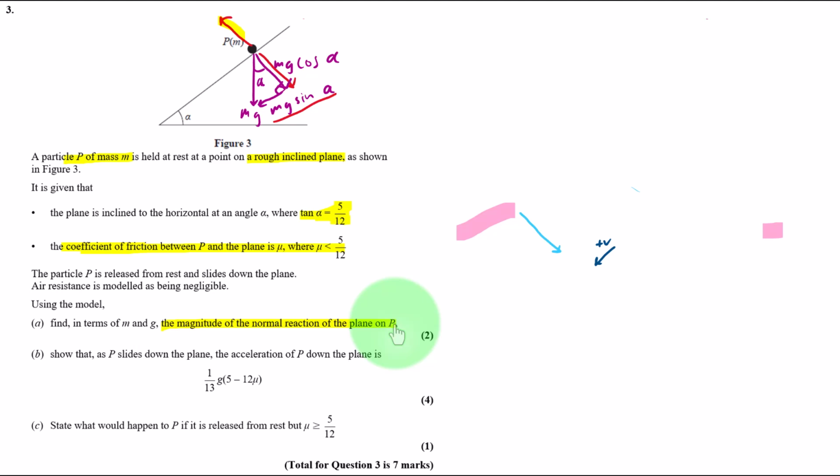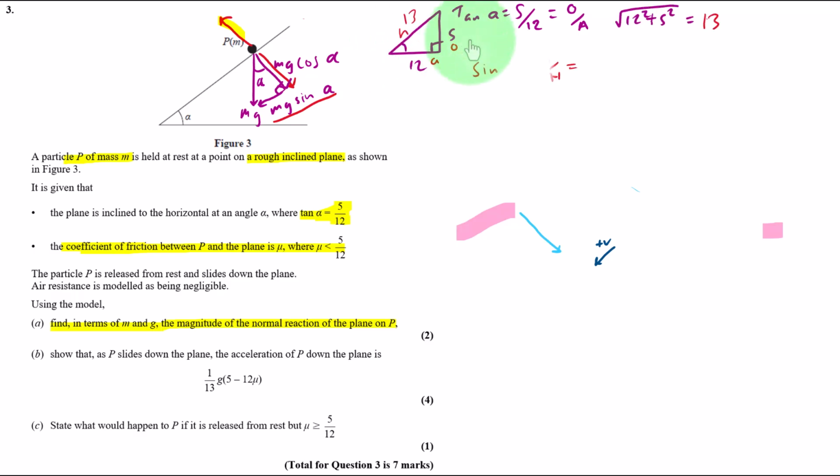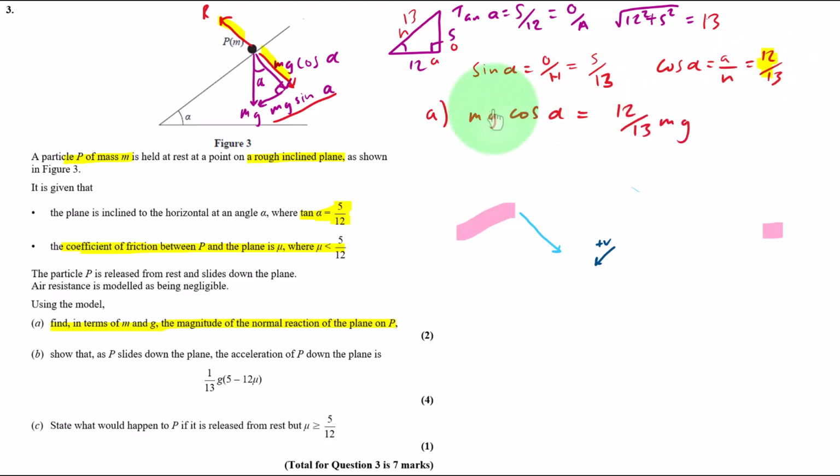asking, that's what we need for part A, and it says find in terms of mg. Let's work out our triangle. We can use Pythagoras to find this missing length, but we should know it's 13 by using Pythagoras if we're not sure. So that means our sine alpha is 5 over 13, opposite over hypotenuse, and our cos alpha is 12 over 13, adjacent over hypotenuse. So our normal reaction is going to equal this here, mg cos alpha. Now we know cos alpha is 12 over 13, so that's our answer. 2 out of 2 marks, we should all be able to do that.